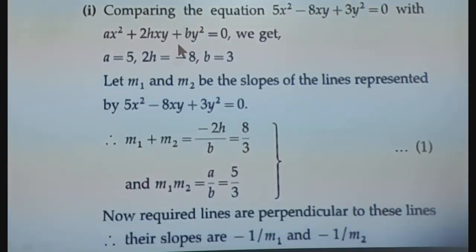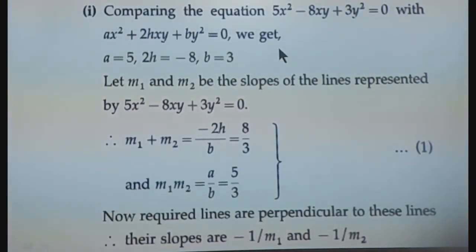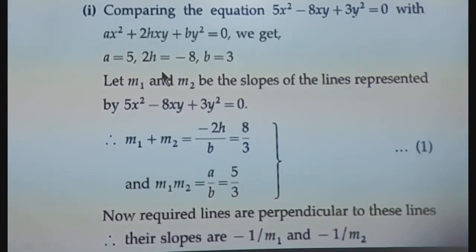So by the first method, compare the equation 5x square minus 8xy plus 3y square equals 0 with the homogeneous second degree equation ax square plus 2hxy plus by square equals 0. After comparing, the value of a is 5, so we write a equals 5. The value of 2h, that is the coefficient of xy, is minus 8, so we write 2h equals minus 8 and b equals 3. So we get the values of a, 2h, b after comparing the given equation with this second degree homogeneous equation.